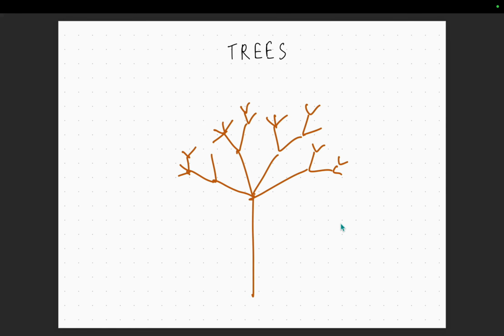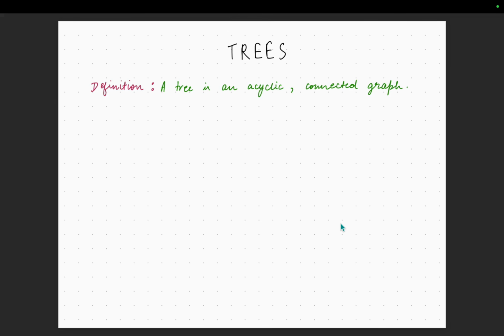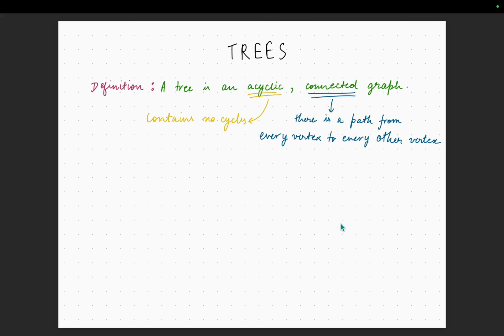Then we have trees. Trees are a special kind of graph, and this is what a typical tree would maybe look like if you draw it. It can have flowers or maybe mangoes, but because computer scientists are boring, they only have leaves, and also they draw it upside down because it's believed that they've never seen a real tree. Anyway, by definition, a tree is an acyclic connected graph. That's the formal definition. So that means it doesn't contain a cycle, and you can go from every vertex to every other vertex.